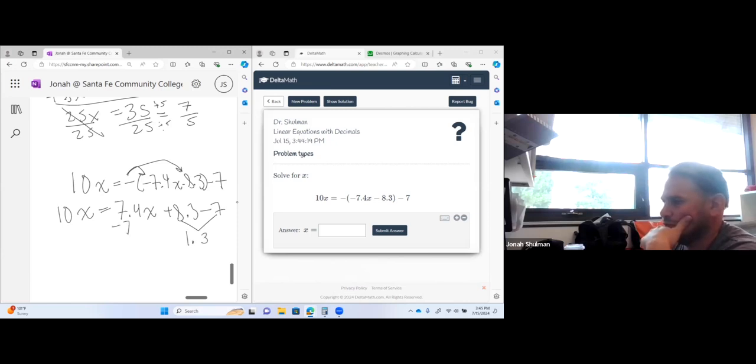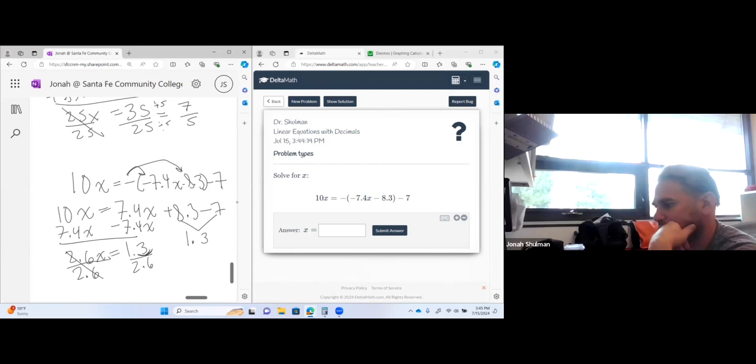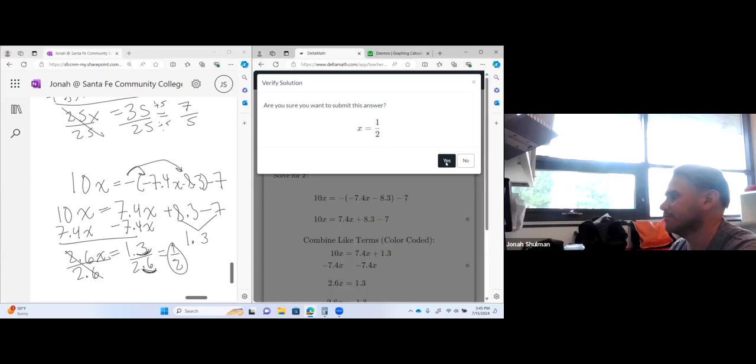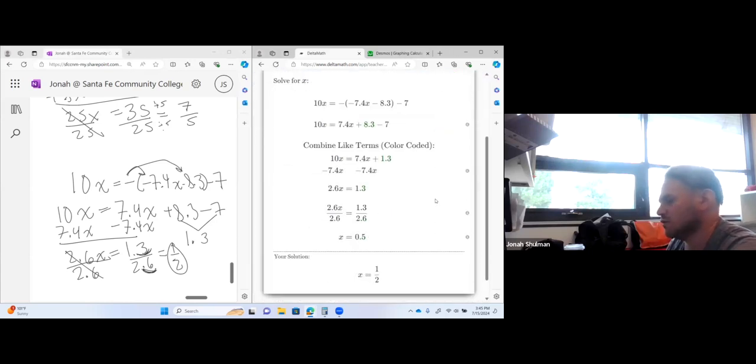I'm going to minus 7.4x to both sides. So I'm going to be left with 2.6x equals 1.3. Divide both sides by 2.6. Now, if you do it on the top, you could do it on the bottom, as long as you stay consistent. What is 13 divided by 26? Your answer is 1/2, or 0.5, whatever you prefer. Those were all the steps, nothing too crazy, but that's the answer.